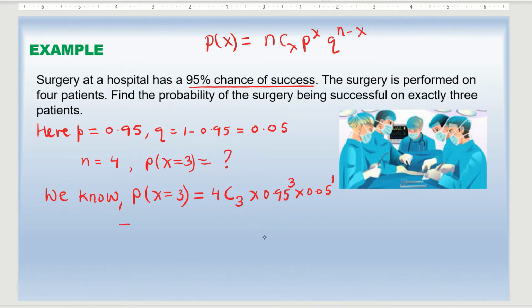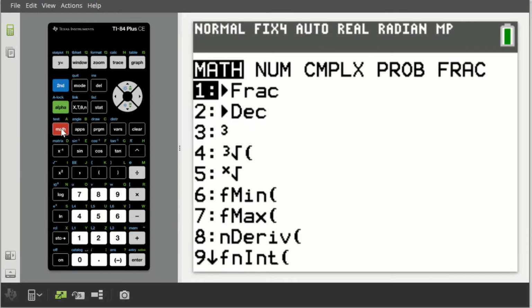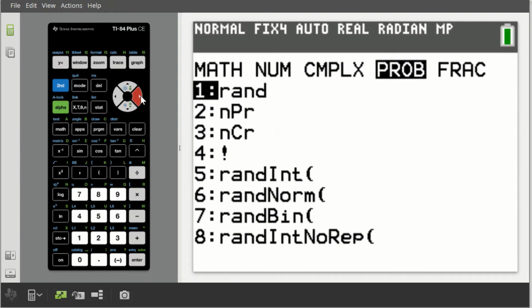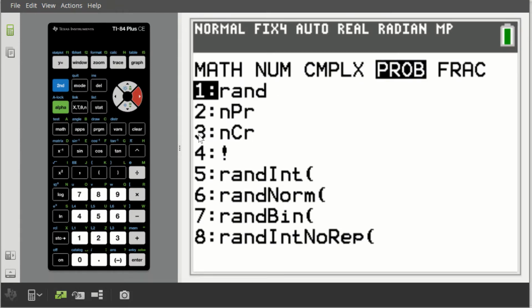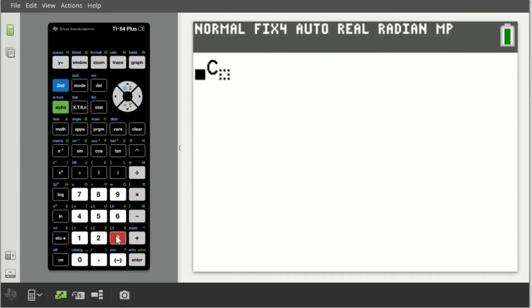So if we simplify that, P of x equal to 3 is equal to, now we can simplify this using a calculator. So let's grab our TI-84 calculator. Then we go to math, and then we scroll to probability, and we go to number 3 for the combination. So this is number 3, select number 3.